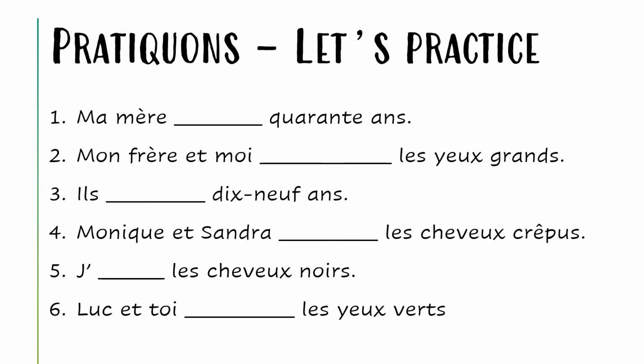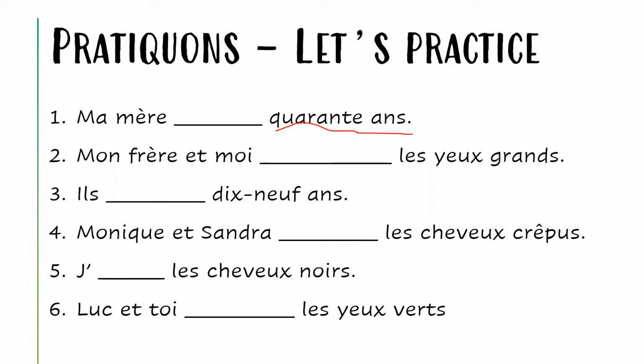Okay, so let's put what we just learned into practice, right? We just learned how to conjugate the verb avoir. Let us put it into practice by completing the sentences, filling in the blanks with the correct form of the verb avoir. Now, number one says, ma mère blank 40 ans, okay? 40 ans would be 40 years. So you're saying my mother is 40 years old. We know that in French, to express age, we use the verb avoir, which is to have. So which form of the verb avoir would go in the blank space?